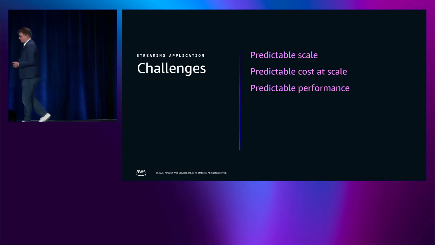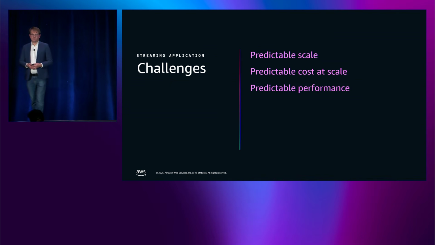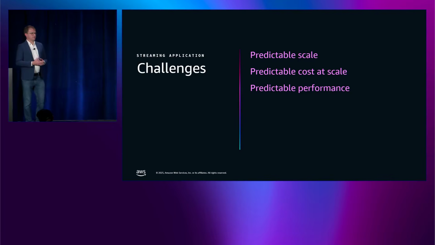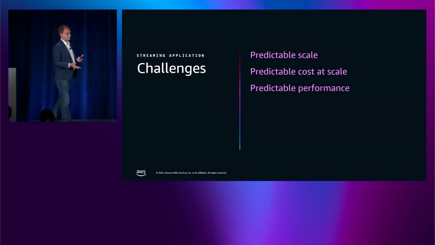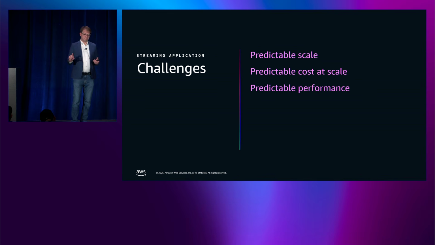So some of the challenges that builders such as yourselves have had that we've heard about building streaming applications are they want predictable performance at scale. They want to be able to have costs that are predictable as they scale up and down, especially, say, with spiky workloads. And they want the performance envelope to be quite consistent. These are all considerations if you're trying to build a streaming application.